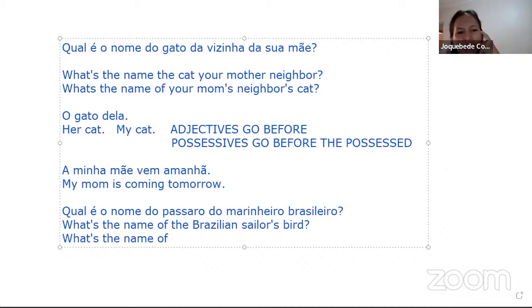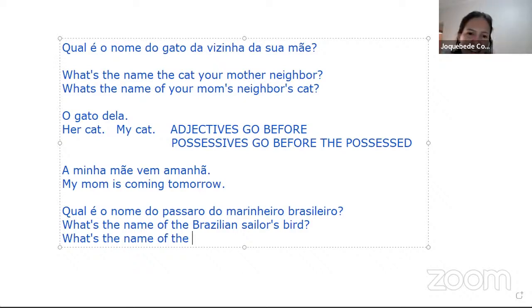Of the pássaro do marinheiro brasileiro? Não, do pássaro brasileiro do marinheiro. Bird, só ia mudar o final, né? Bird, Brazilian bird. Não? So depois de the, vai o quê?